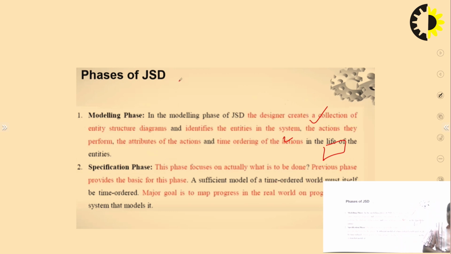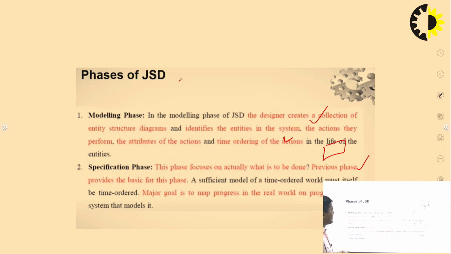Okay. And second is the specification phase. This phase focuses on actually what is to be done. The previous phase provides the basis for this phase. A sufficient model of a time ordered world must itself be time ordered.